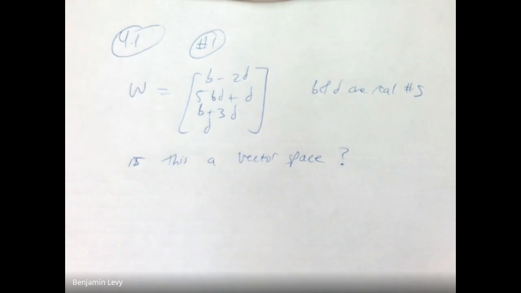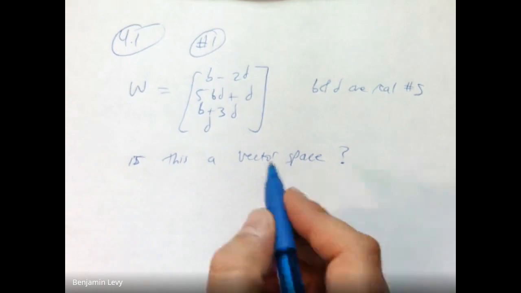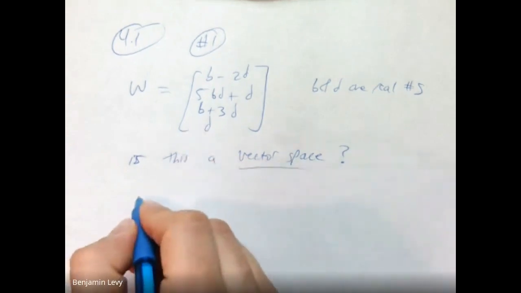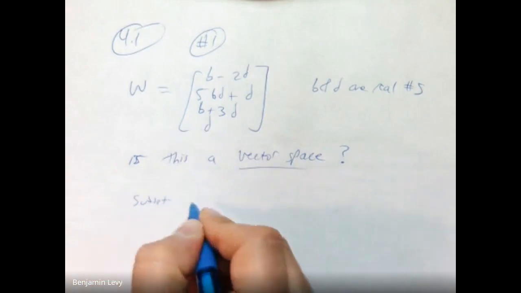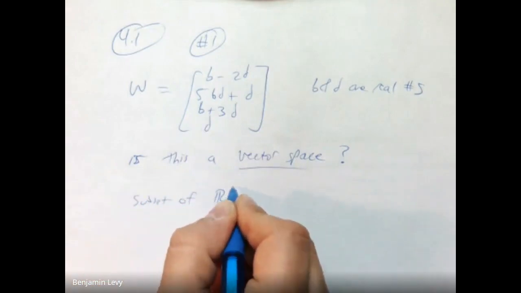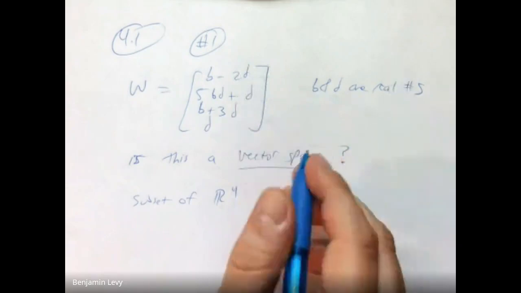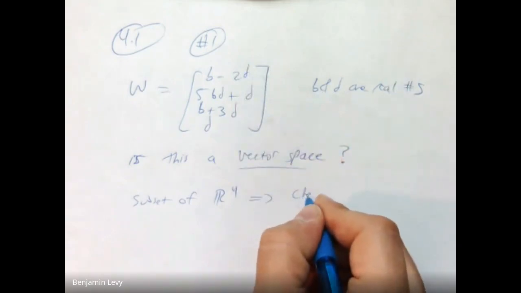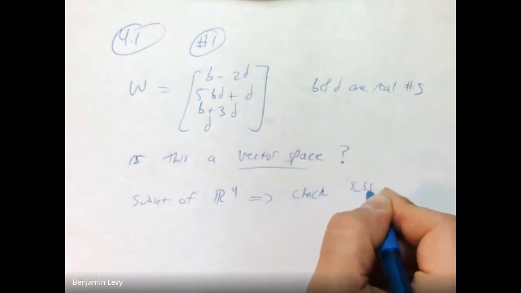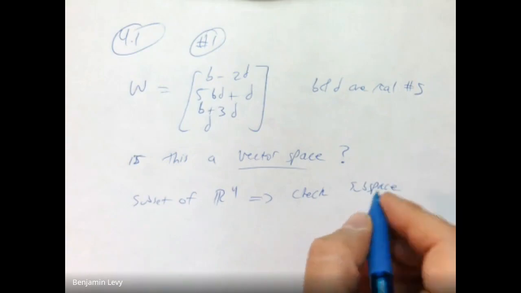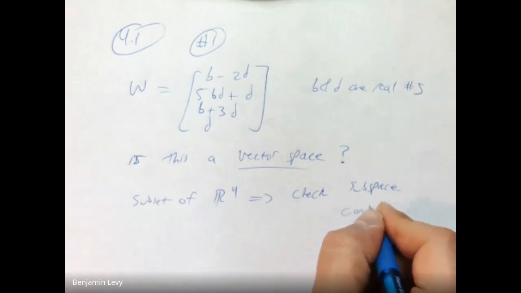It says it's not a vector space because it's missing the 0 element. It's not a vector space because it doesn't have additive closure. In other words, it's saying go through the subspace things. So I know it says vector space, but this is clearly a subset of R4, right? There's 4 elements in here. And so we just need to check the subspace conditions.